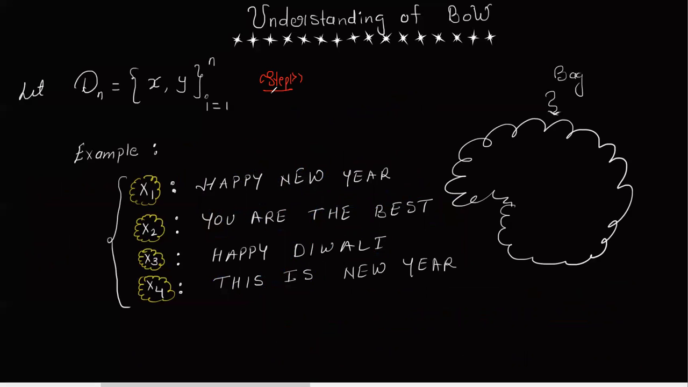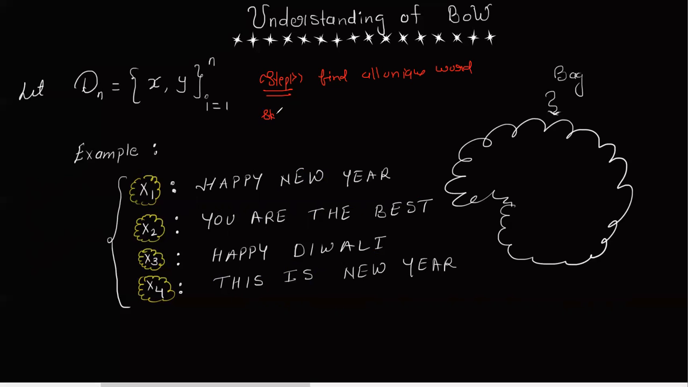Let me summarize everything. Step number 1, we find all unique words. Again, I'm not going into depth, I'm just giving the idea. There is also some problem with bag of words, that is the sparse matrix. I'm not discussing this in this particular video. In future videos I will try to cover those things also.